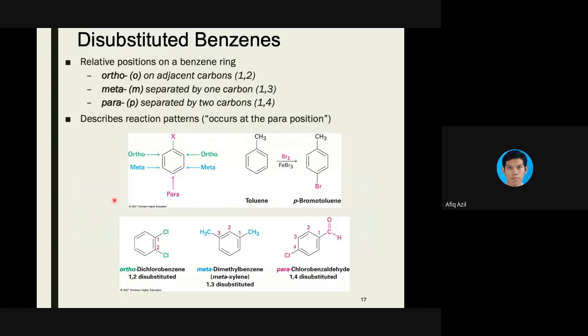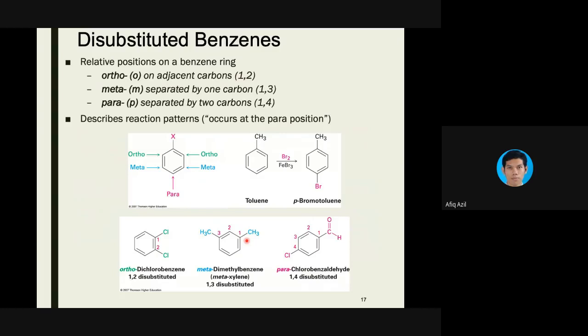Then you have meta. Meta means the substituents are at positions 1 and 3. It is separated by one carbon. So meta-dimethylbenzene, or meta-xylene, because it contains two CH3.